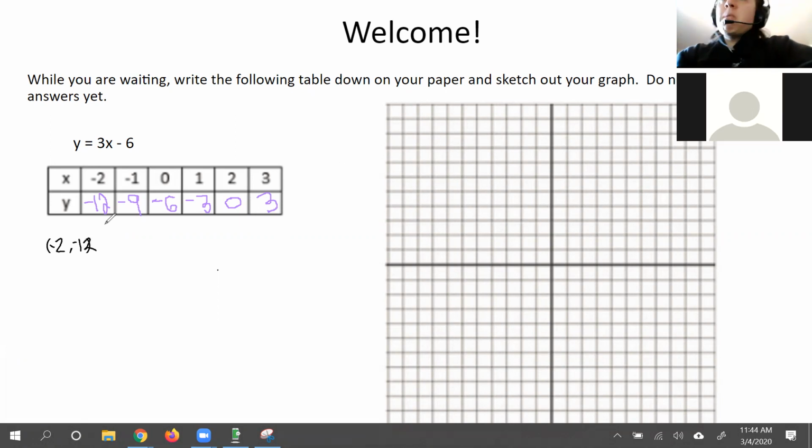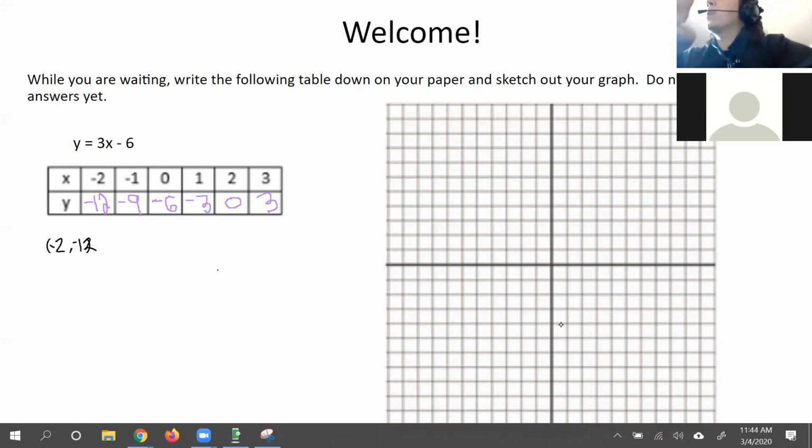And then provided that I have enough spots on my chart, I could go to the left -2 and down to -12. 1, 2, 3, 4, 5, 6, 7, 8, 9, 10. Nope, there's not enough spots. So I can't graph that one.